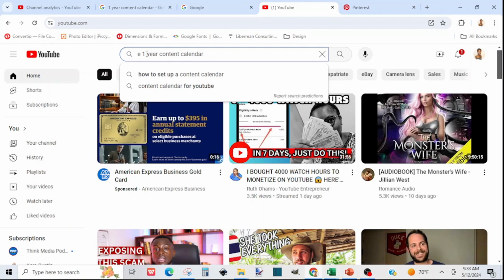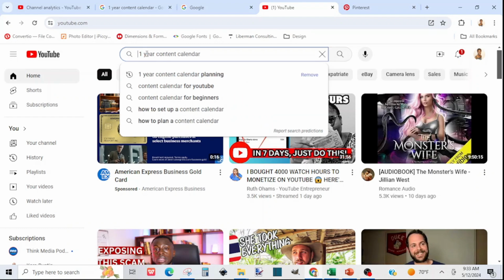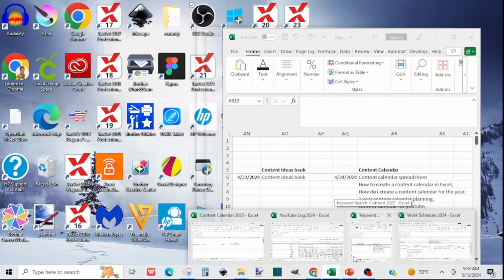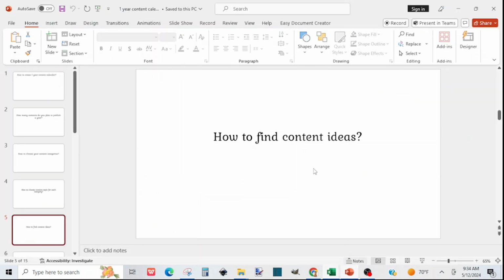E, F, content calendar, Google calendar. So J for instance, and you get the idea. And then I'll just write down what I know the answer for already. So now that we know how we found our content ideas, I just do that manually and just record them.